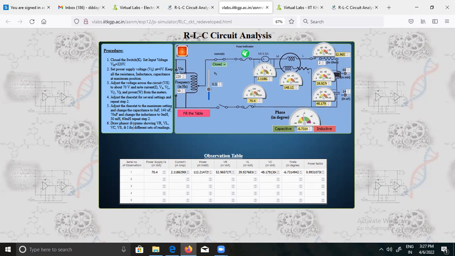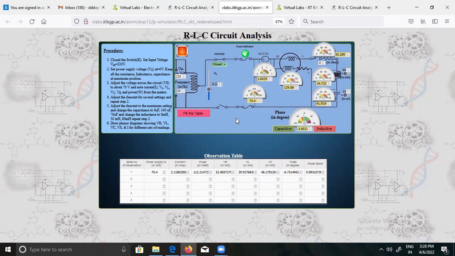Now, as per step number 4, we have to change the value of the rheostat. How to change this value? See here, it is given here. I am going to change it. If it is 25, I am going to make it 30.